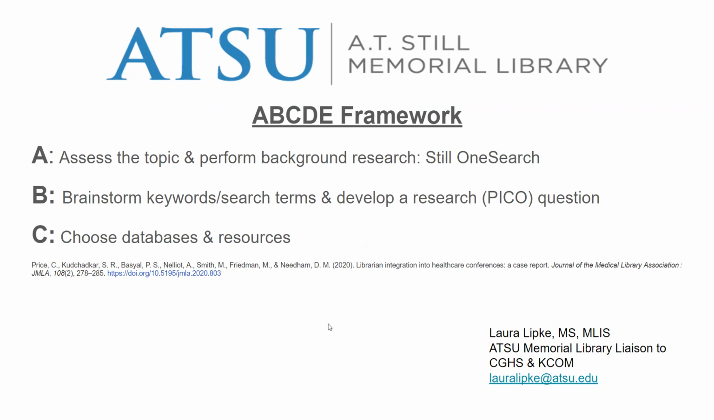We discussed the ABCDE framework in the library guide I mentioned earlier. In this video, I'd like to discuss the first three steps, A, B, and C. Step A is assess the topic and perform background research. You need to know what other authors and researchers and colleagues are talking about in regards to the topic that you wish to research. And a great place to start for that is the Still One search bar on the library homepage.